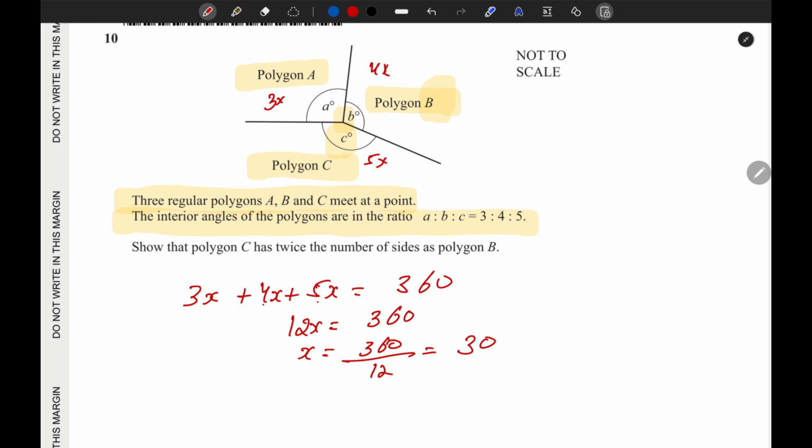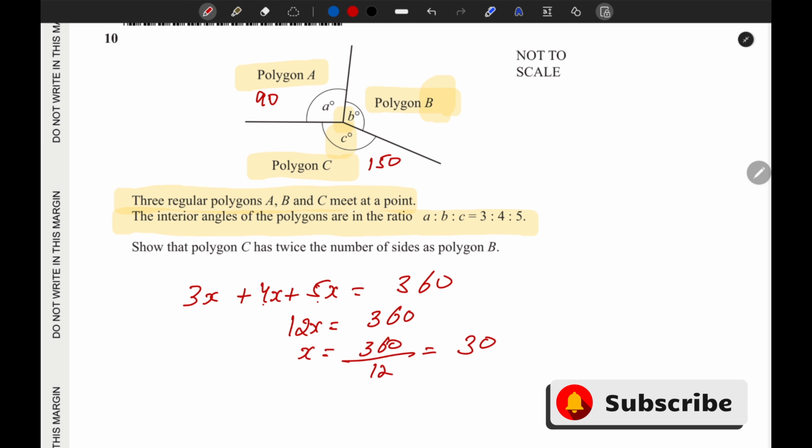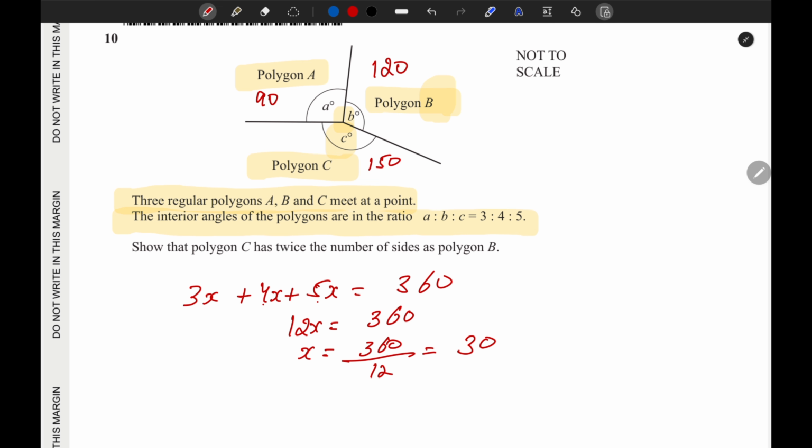So now we can write the values over here. This was 3x, so 3 into 30 is 90. This is 5x, so 5 into 30 is 150. And this is 4x. 4 into 30 is 120. Now we have to find the number of sides.